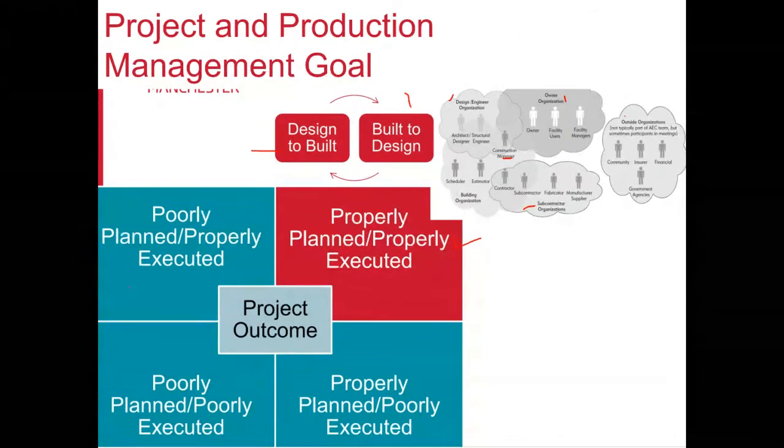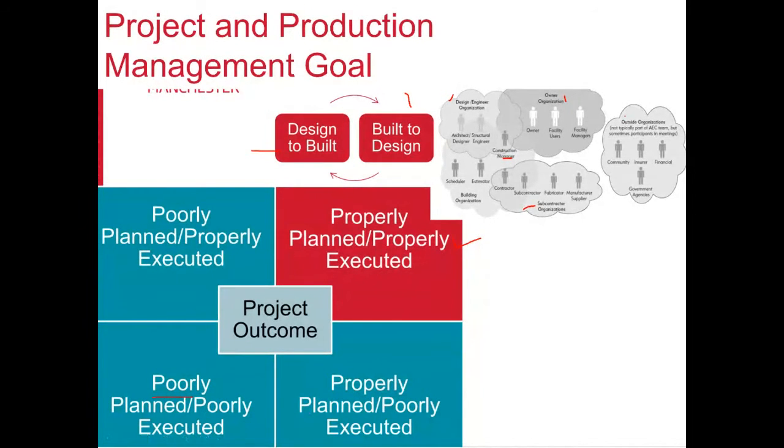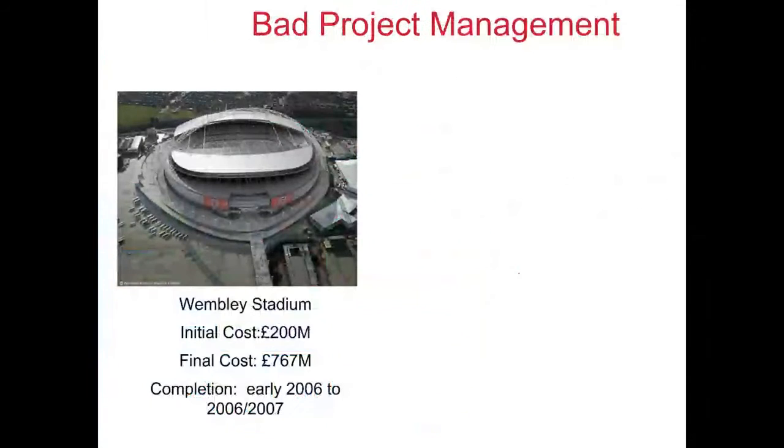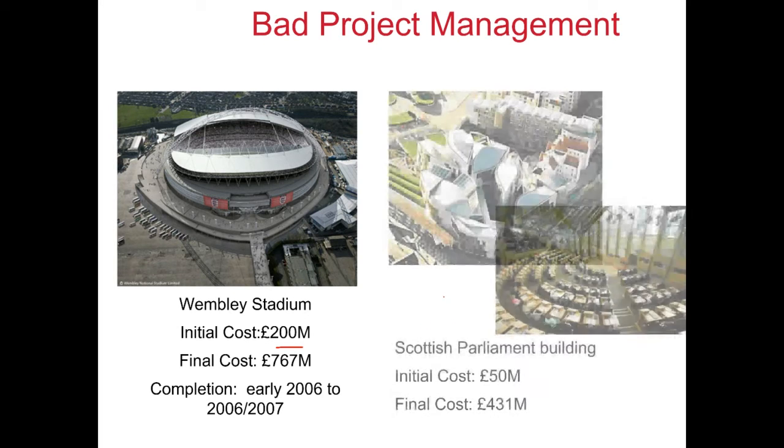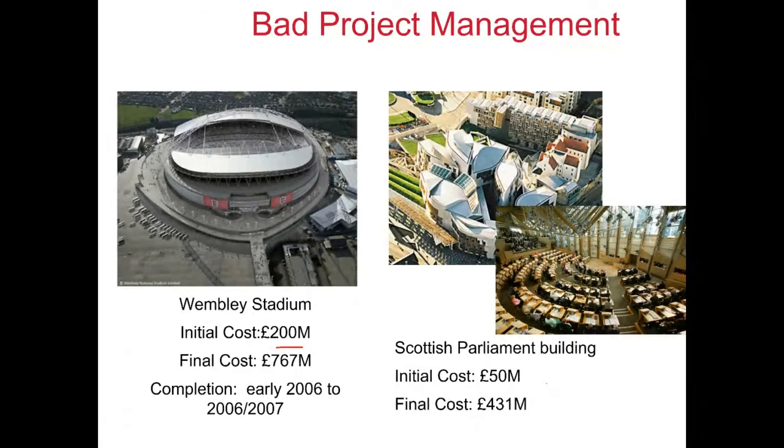And as a result, we may end up in situations where projects have problems with both planning or execution, or one of the aspects, either the production side or the planning side, was lacking. So we saw in our first session a few example case studies of projects which were badly done. One example is Wembley Stadium, where the initial cost was 200 and the final delivery cost for the client was 767 million pounds. So obviously owners are not very happy when they are getting a service like this from the industry.